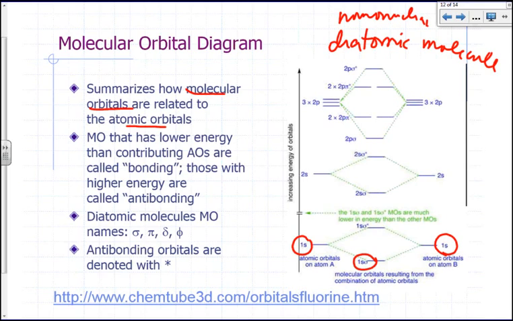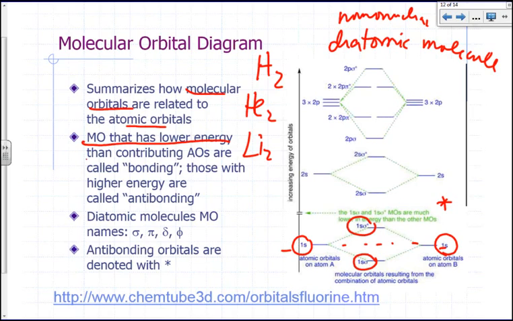Homonuclear means same two atoms, like H2 or He2 or Li2. The 1s orbitals can combine to give you a bonding orbital, which would be lower in energy than either of the atomic orbitals, or they can also give you what's called an anti-bonding orbital. The star in the label 1s sigma star indicates anti-bonding. That's another molecular orbital which happens to have higher energy than the atomic orbitals that it came from.